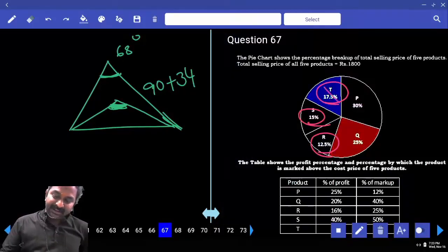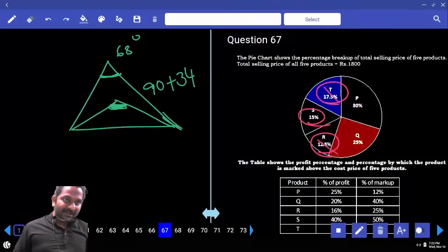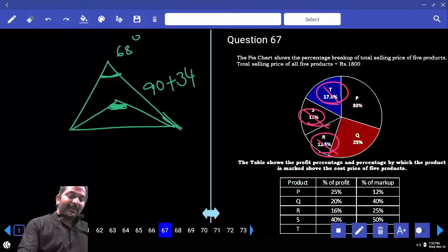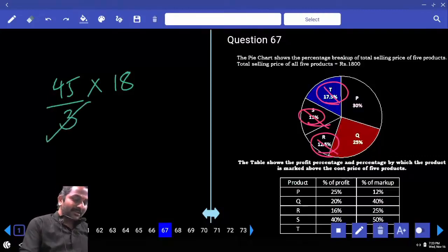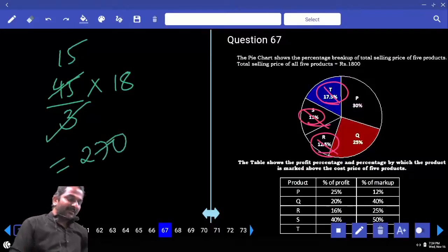17 and a half plus 12 and a half is 30. 30 plus 15 is 45. Percentage: 45 into 1% value is 18. Average by 3. Am I right? 3 into 15 times. Answer 270.